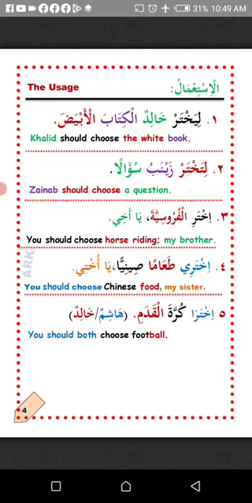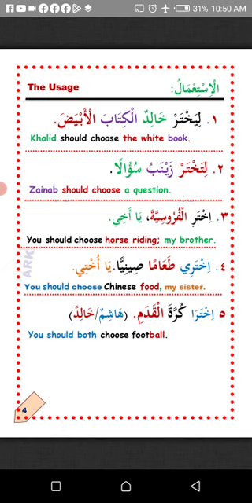Number four. اختاري طعاما صينيا يا أختي. اختاري, choose. طعاما صينيا, you should choose a Chinese food يا أختي, my sister.